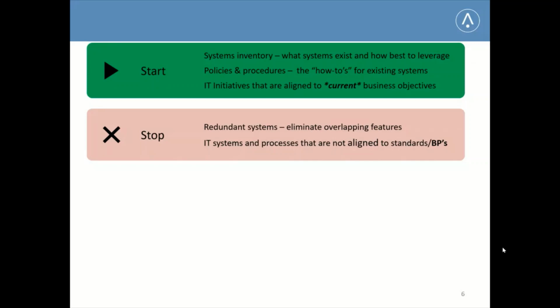So really look to the system catalog that you have and target various systems that you can turn off that have those overlapping features and move those users or those stakeholders that were relying on those systems that you're sunsetting over to the systems that you're going to continue to nurture and grow going forward.